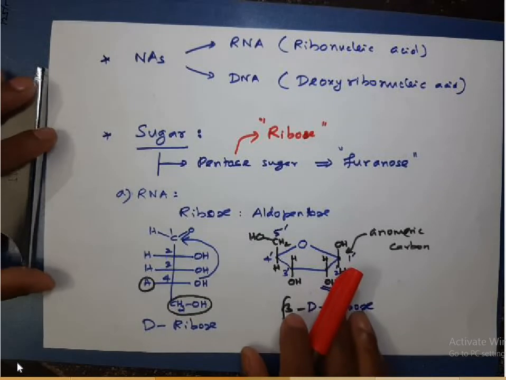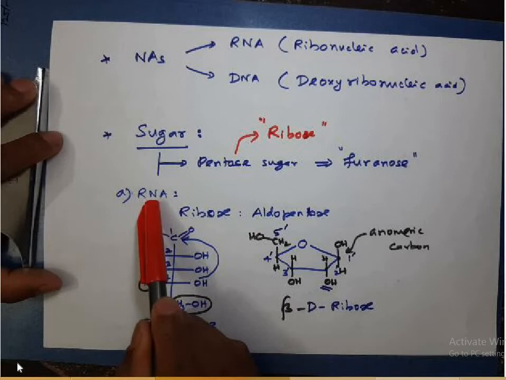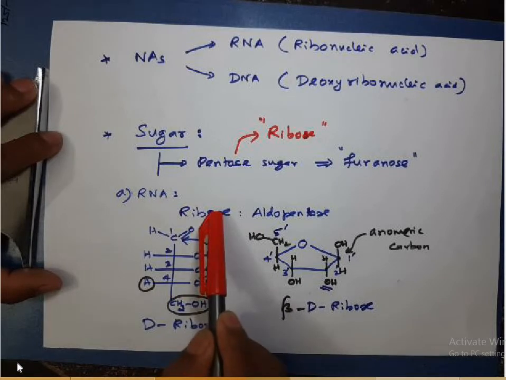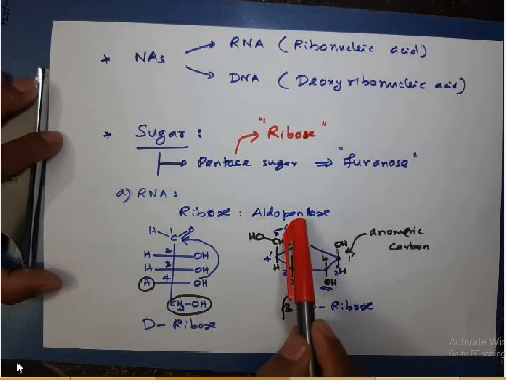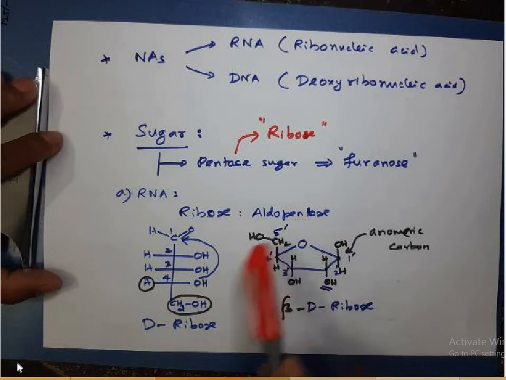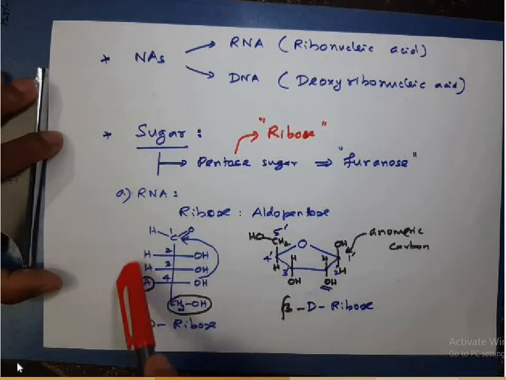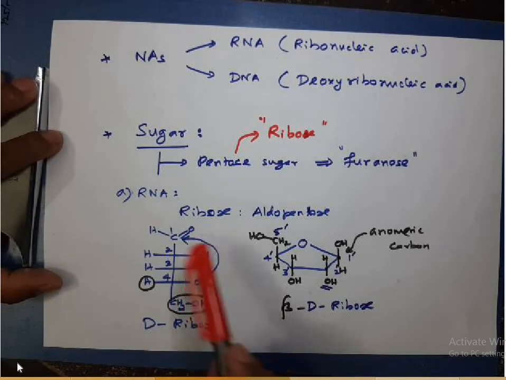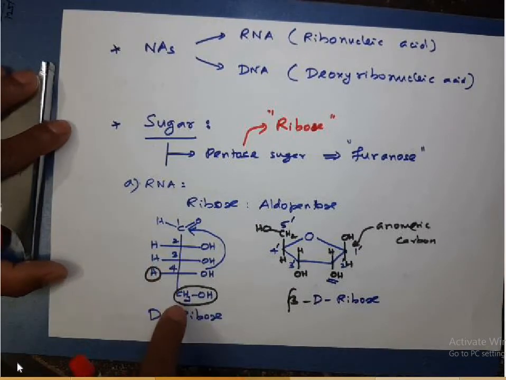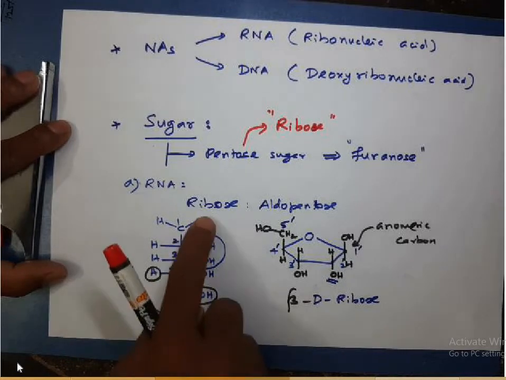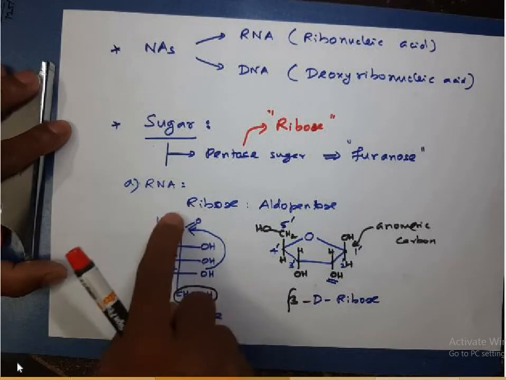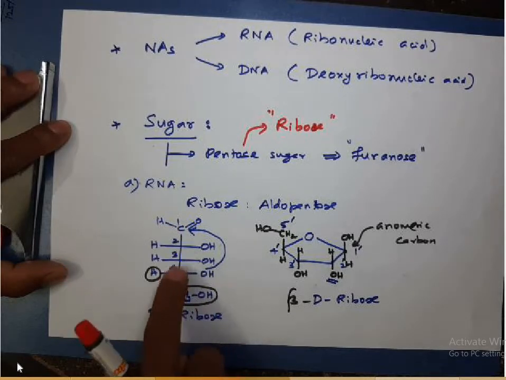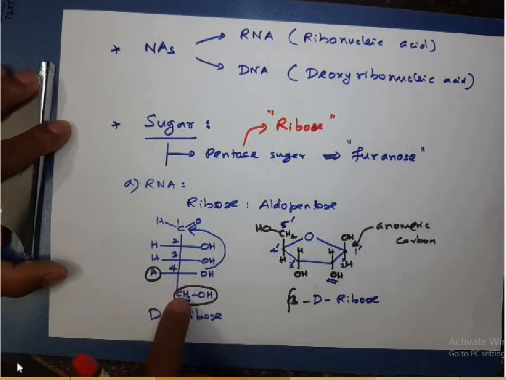Now, in RNA, we have the ribose sugar. Ribose sugar is nothing but aldopentose. This is the open chain structure of ribose. See the structure, it has totally 5 carbon atoms. Here I have given the Fischer projection of ribose. In Fischer projection, the first carbon is part of the aldehyde group, 3 carbon atoms are chiral carbons, and the last one is a primary alcoholic group. This is not a chiral carbon.